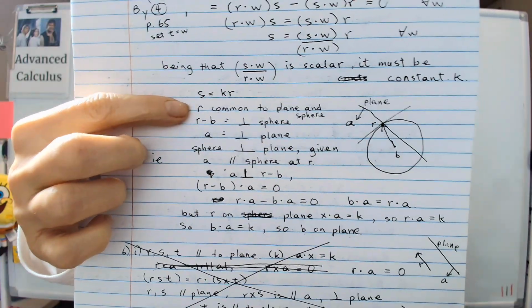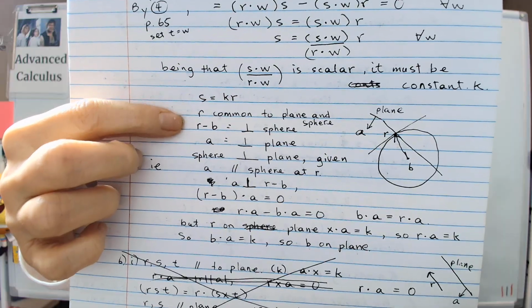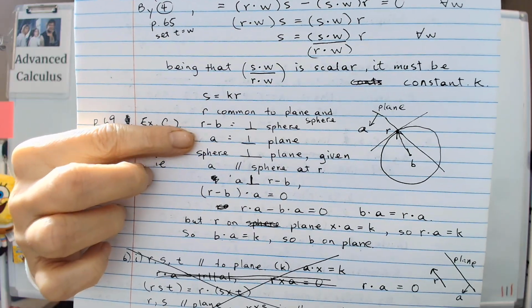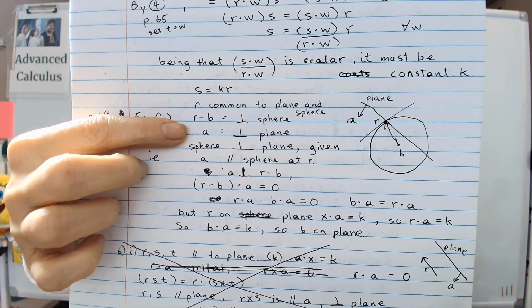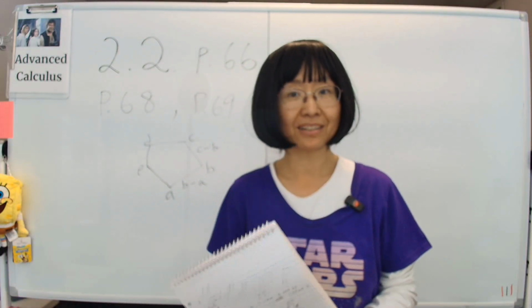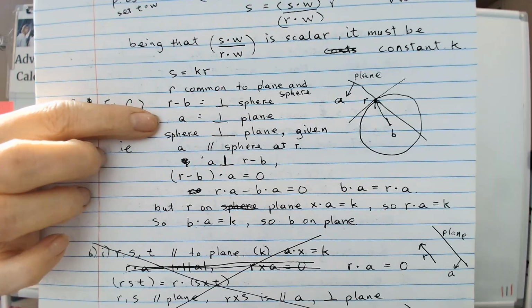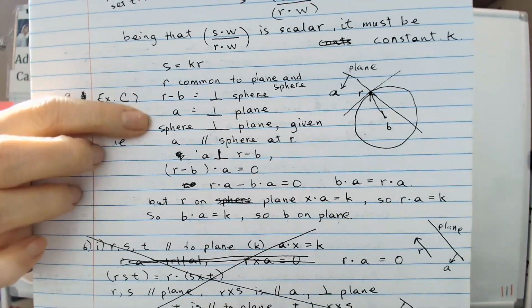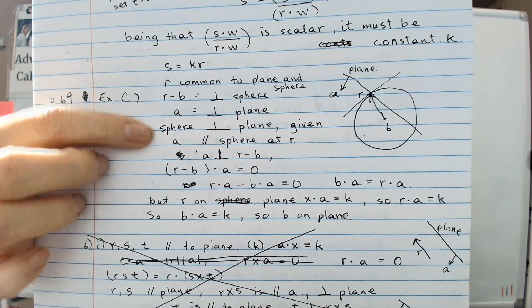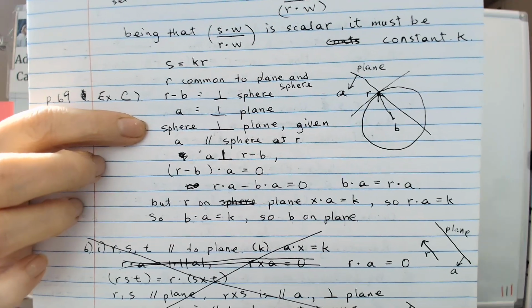So R is a point common to both plane and sphere, and R is right there. And then R minus B is the vector from B to R, which is perpendicular to the sphere. That just means it's perpendicular to the tangent at that point, at R of the sphere. And then A, of course, is perpendicular to the plane, because A is the normal of the plane, so it always is. And then from these two pieces of information, we conclude that the sphere is perpendicular to the plane, that's given.